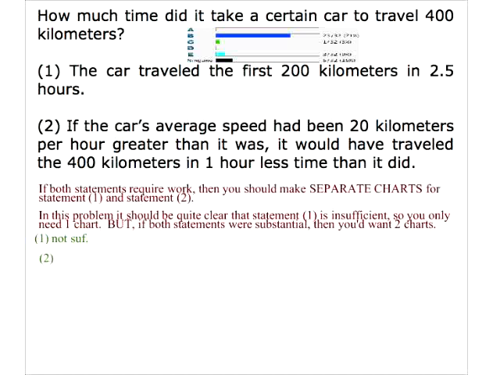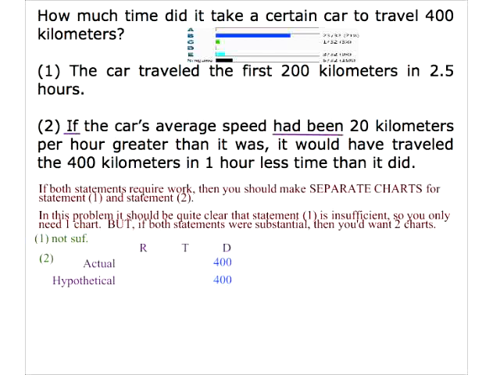Statement 2, well, okay, so here's a chart. If it had been, that indicates that we're dealing with a situation that's hypothetical. So let's make a chart for that. That means that we have 1 row for actual and 1 row for hypothetical. And you have rate times time is distance. So actual rate, we don't know. We know that it's 400 in both cases, so they're concrete numbers.